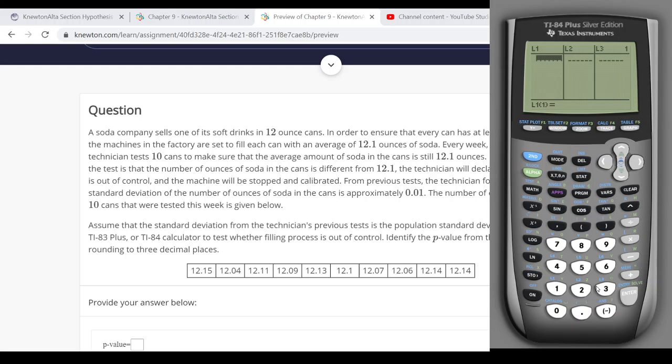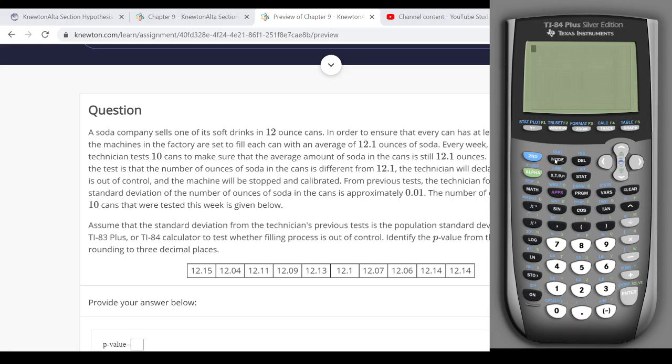You could enter it down whatever list you want. I'll just use list 1 because it's empty here. So one can that he sampled had 12.15 ounces. And then another can had 12.04 ounces. I'll be back when this is done. I'm going to pause it real quick and fill them all in. I'll start this up again when those are all entered. All right, so I've entered those 10 cans' worth of ounces, the number of ounces in those 10 cans. I have entered those down list 1.